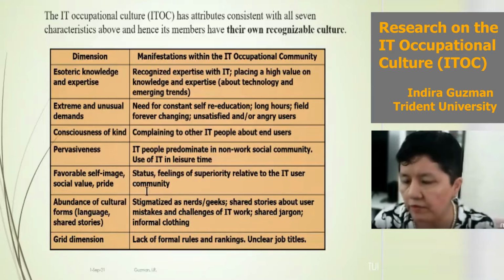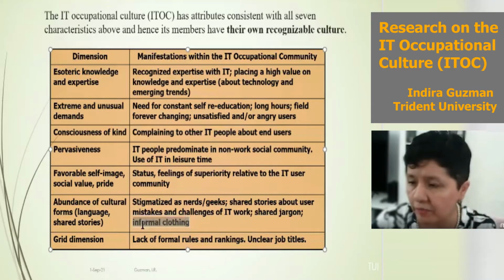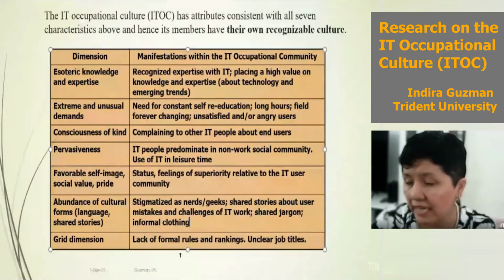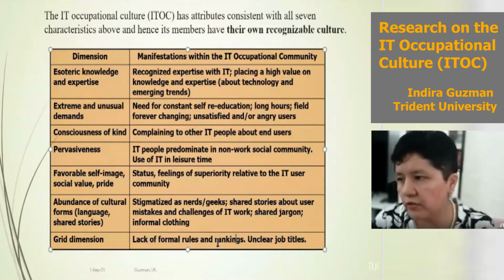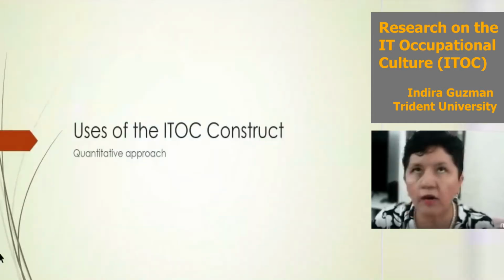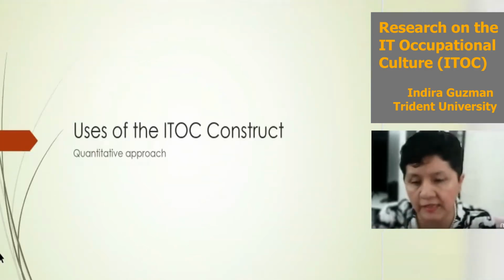Favorable self-image, some feelings of superiority. Again, that has to do with the knowledge. The abundance of cultural forms: language, stories. I mean, the geeks, nerds, all these shared jargon, and the clothing. I mean, just look at how people dress, but that became not only IT people, I would say, but very typical from the IT professionals. And we also found some formal rules and ranking that had to do with education. So these were the original dimensions, but I'm going to talk more now about how those were used to study something else. So that was the original study, very qualitative.